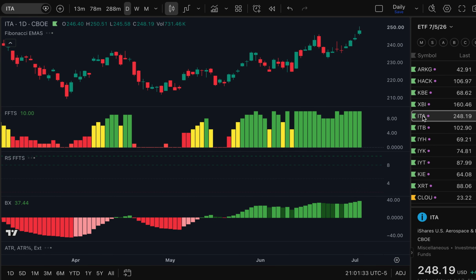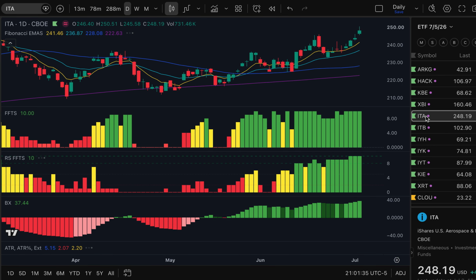Aerospace and defense, this is considered within the industrial sector. ITA, looking good. Notice how all of our signals are good here. Everything is green.